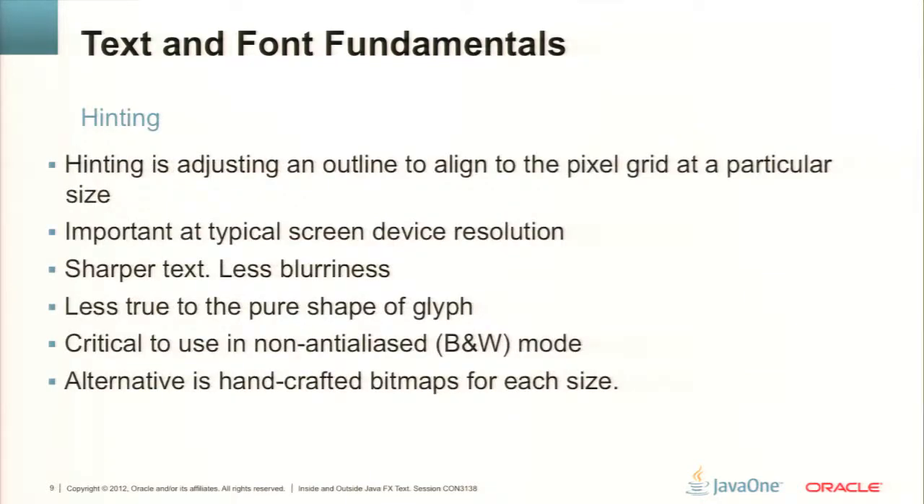Hinting is basically when an outline needs to be adjusted to the pixel grid so that at small resolutions, where you've got a small glyph image and you're trying to do like 12 pixel high text, it looks right. In traditional bitmap fonts, each bitmap was hand designed, right? And for each size, you've got a bitmap for that size.